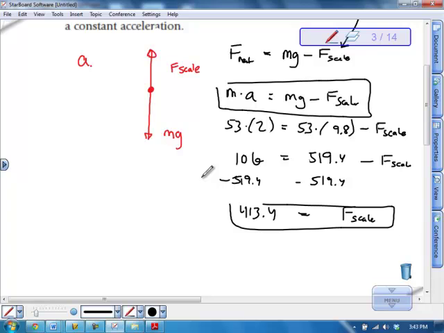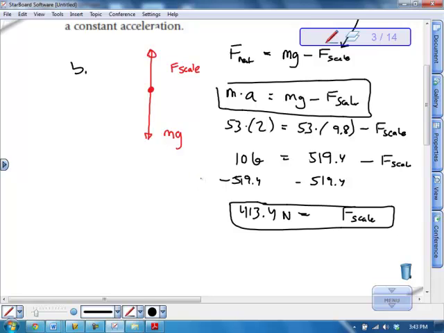So that's the right answer, and that's in newtons, not pounds. We're using metric units here. And I think the book rounds this for sig figs, but it's approximately 413.4 newtons that will read on the scale. And that's for part B.